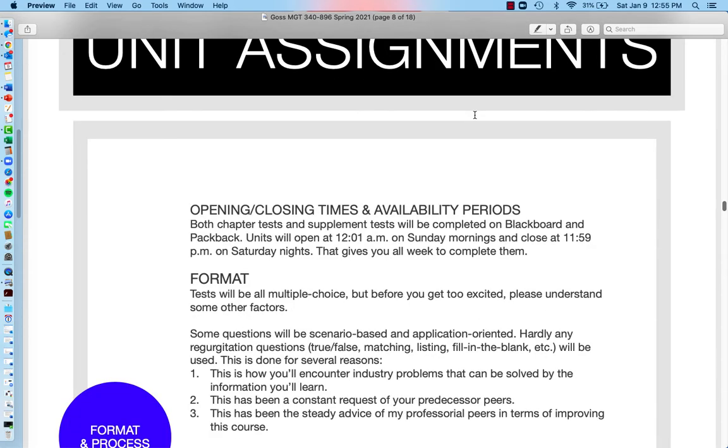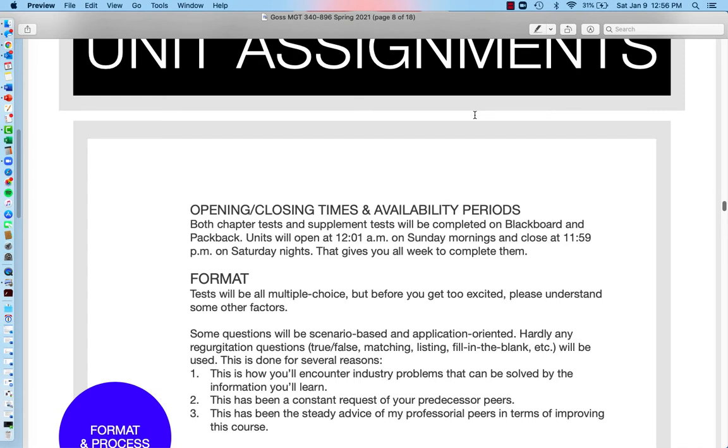The chapter and supplement tests are going to be posted for you at 12:01 a.m. on Sunday mornings, and they will close that Saturday at 11:59 p.m. So basically what that means is this. You have all week to complete these units. You can complete them as quickly as you want or as slowly as you want.